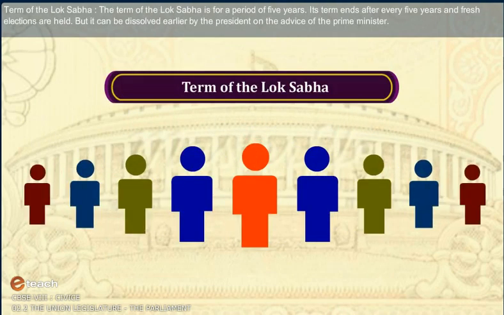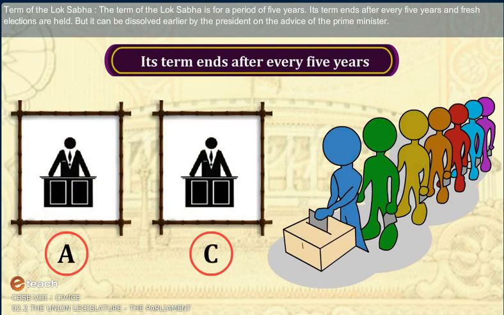Term of the Lok Sabha. The term of the Lok Sabha is for a period of 5 years. Its term ends after every 5 years and fresh elections are held. But it can be dissolved earlier by the President on the advice of the Prime Minister.